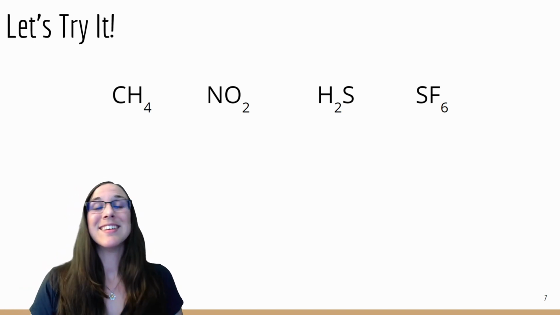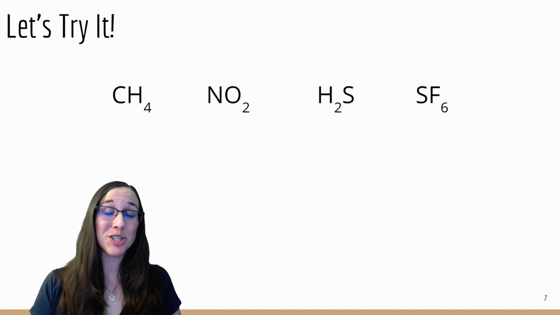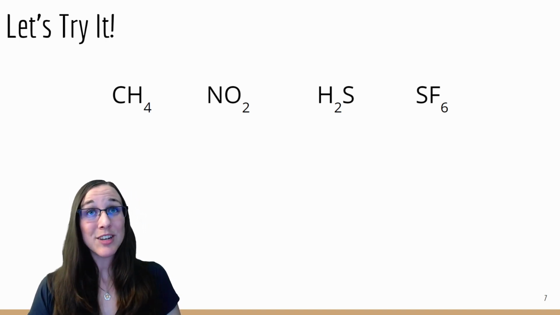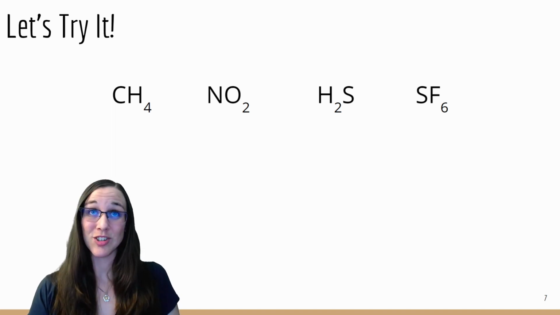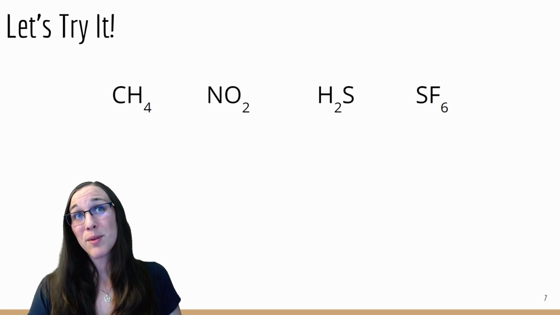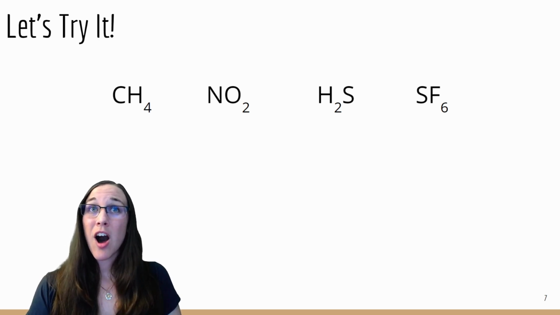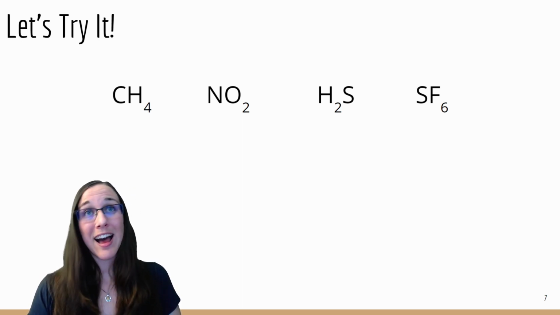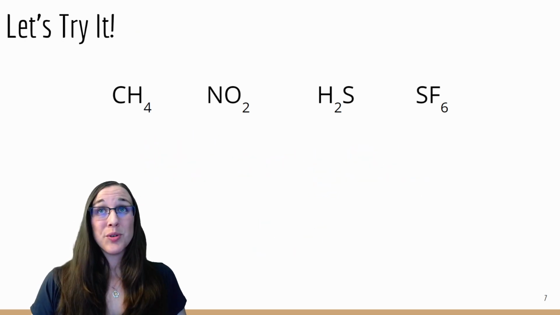Methane. Second one, NO2. There's one N, two O's. So we would say nitrogen. It's not mononitrogen. It's just nitrogen. There are two oxygens, and it's the second atom present, so we have to end it in ide. So we'd say di-ox for oxygen, ide. Nitrogen dioxide.